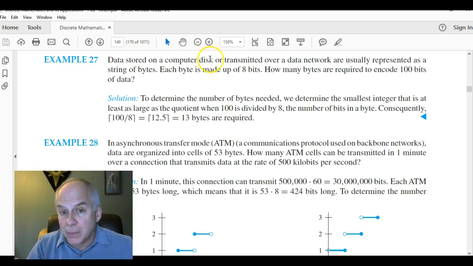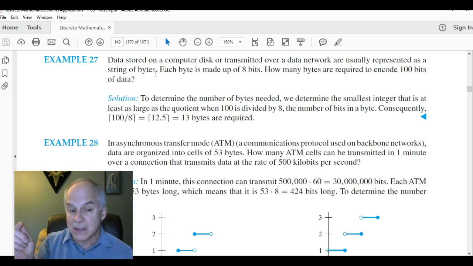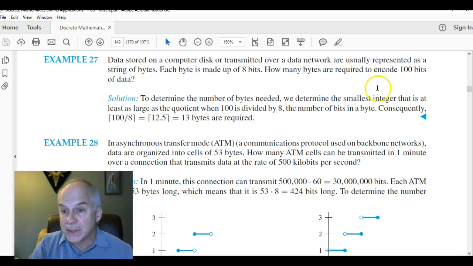Data stored on a computer disk or transmitted over a data network are usually represented as a string of bytes. Of course, a byte is made up of 8 bits. How many bytes are required to encode 100 bits of data?